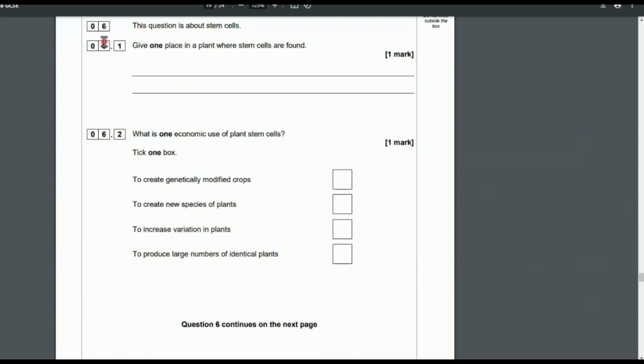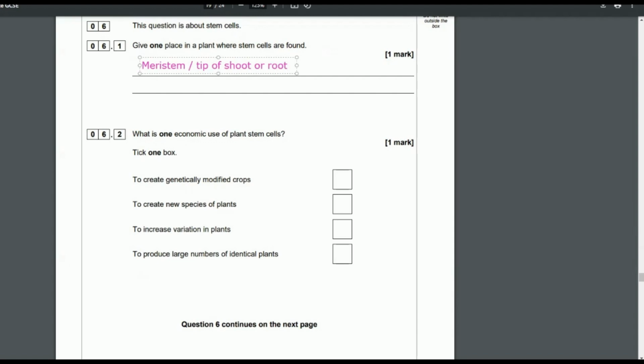Right, we are on question 6. So I think this is potentially, yes, it is, the last question in the test. The question is about stem cells. Give one place in a plant where stem cells are found. So they're found in the tip of the root and the tip of the shoot. And we call this the meristem. You could say tip of shoot or root.